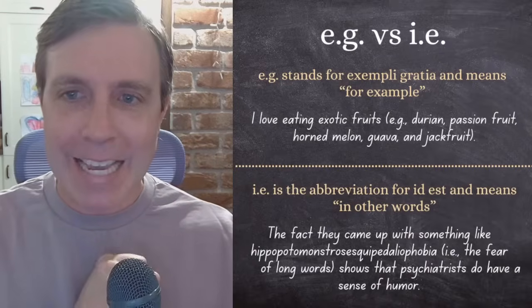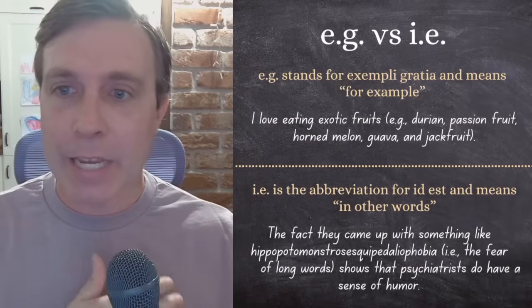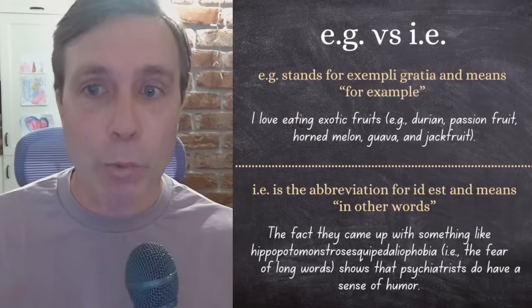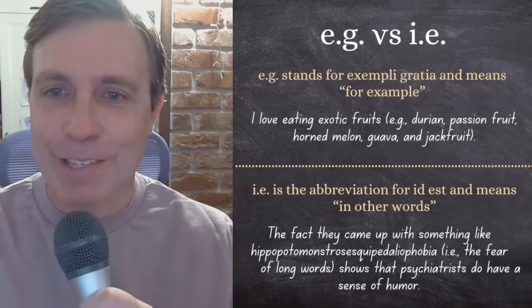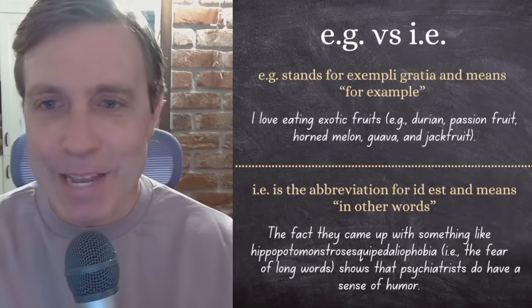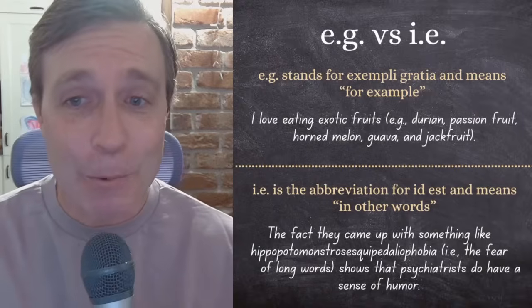Whereas down below, i.e. is an abbreviation for id est, which means in other words. So the fact that they came up with something like, I'm going to mess this word up. This is actually a real word.